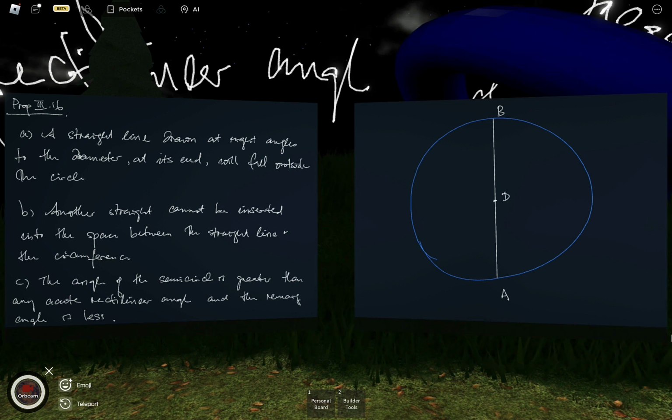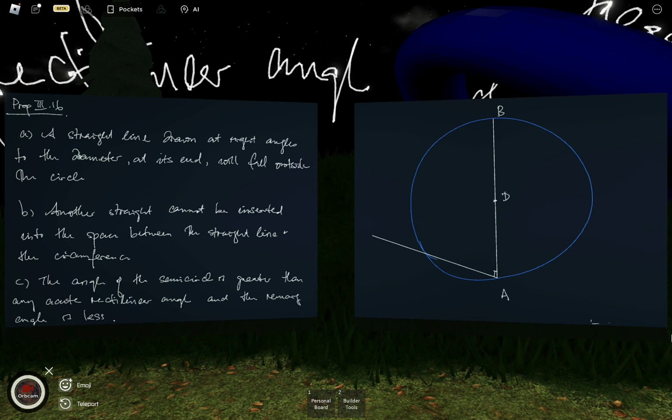So part A says that a straight line drawn at right angles to the diameter at its end will fall outside the circle. So we're going to draw a line from A, which is perpendicular to AB, that falls inside the circle for contradiction, and then we'll derive a contradiction from there. So the diagram is going to look a little weird. This is going to be another one of those diagrams where we have to draw an impossible diagram. So here we go. There's a line which is at right angles to AB. This doesn't look like a right angle, but I'm going to say that we can draw this line.